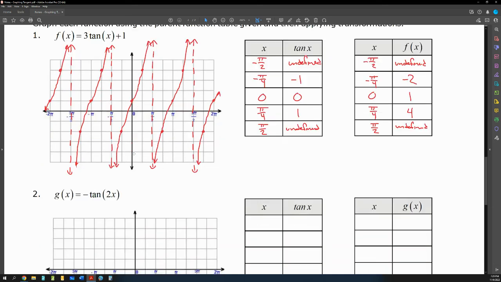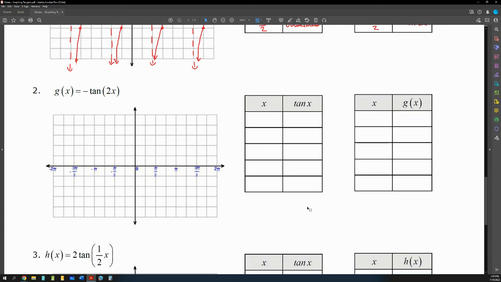Okay, let's try number 2. g of x is equal to negative tangent of 2x. So again, we'll start with the parent function: negative pi halves, negative pi fourths, 0, pi fourths, and pi halves. We have the values undefined, negative 1, 0, 1, and undefined. Okay.